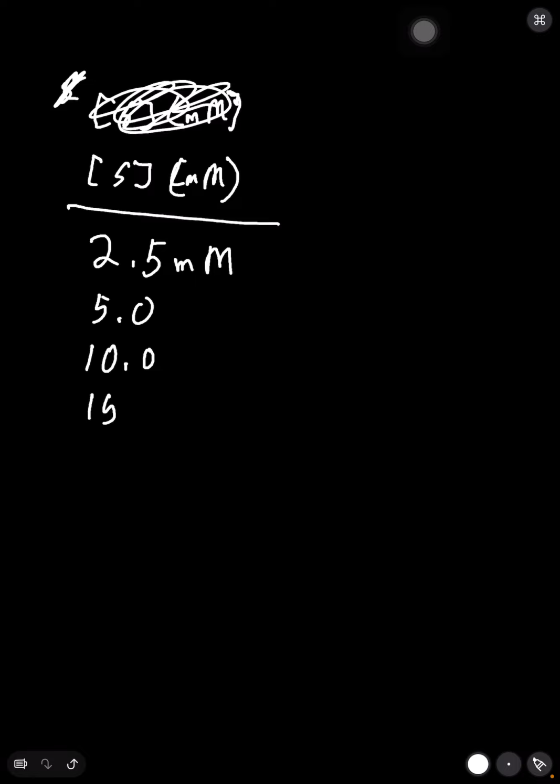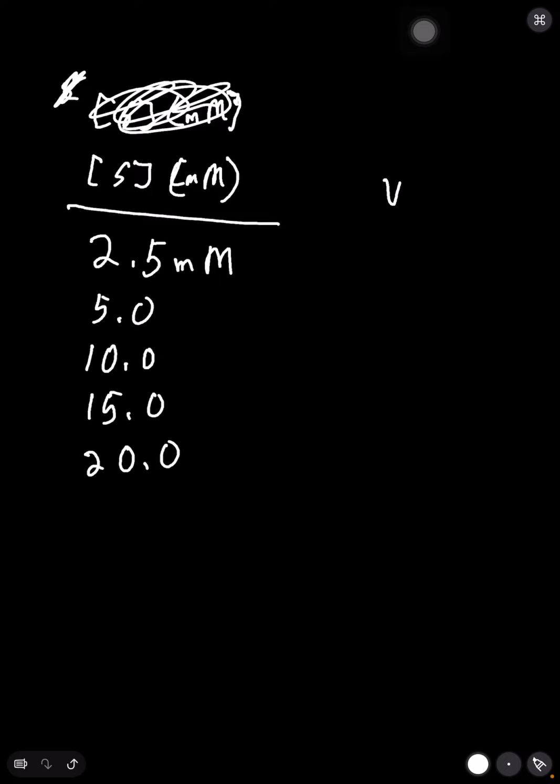So our substrate concentration in millimolar. You have 5 different measurements, right? We have 2.5, 5.0, 10.0, 15.0, and 20.0. All right. So this was done 5 separate times with 5 separate substrate concentrations.